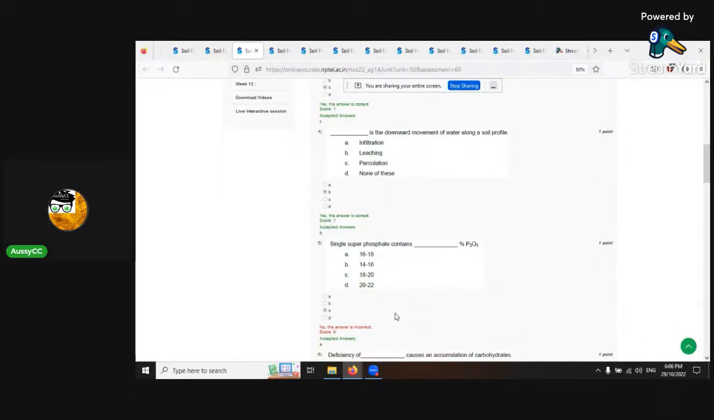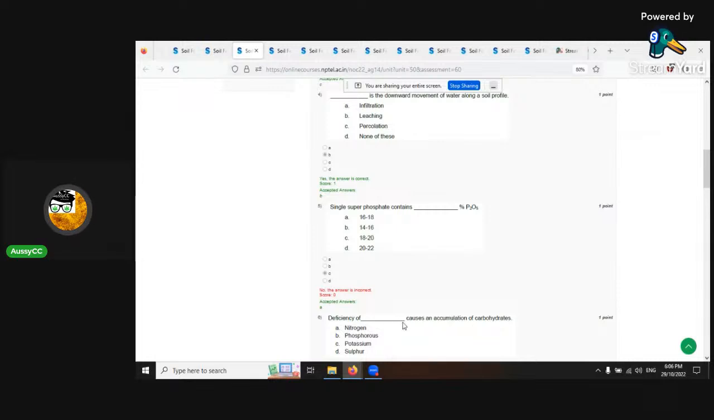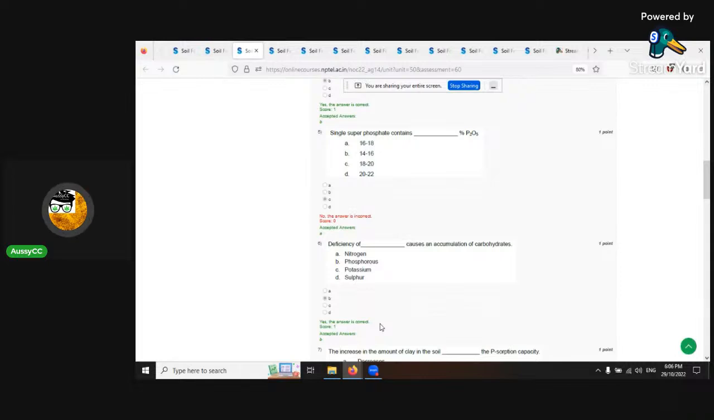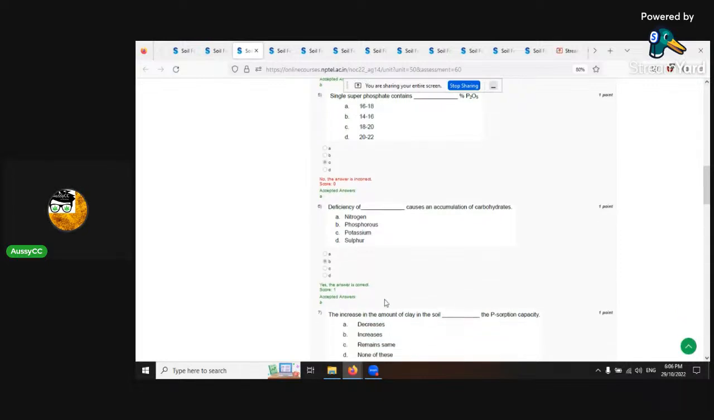Single superphosphate contains 14 to 16, I reckon. No, 16 to 18. Deficiency of something causes accumulation of carbs. It's phosphorus, B. The increase in the amount of clay in the soil increases its phosphorus absorption capacity.